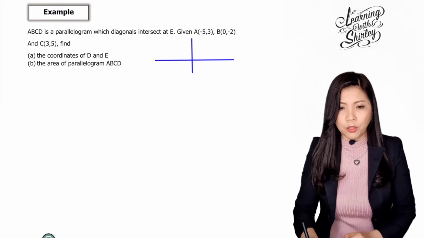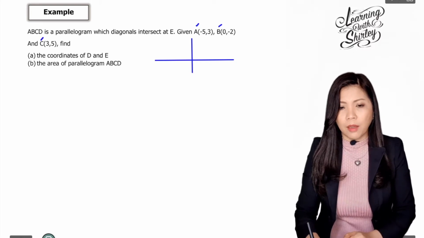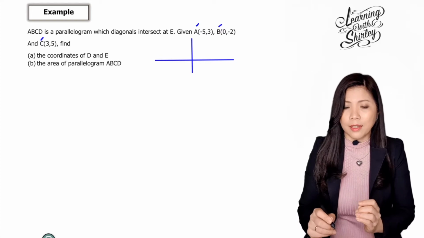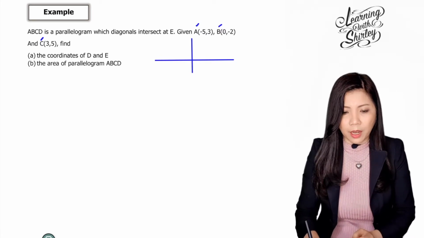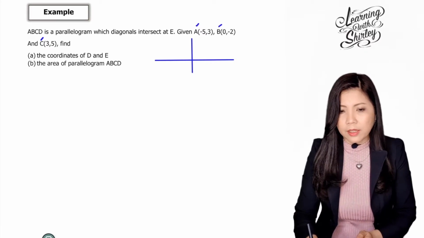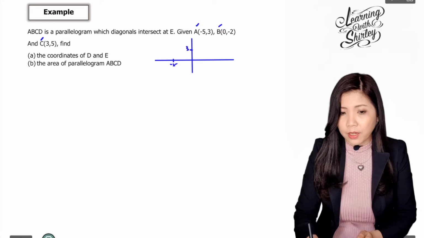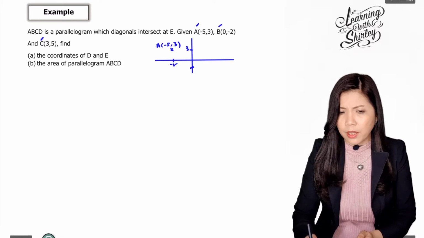First of all, I'm going to look at the coordinates they give us, which are A, B, and C. I try to sketch them out so that I can see the position and the order, so that I can find the area of the parallelogram without making any mistakes. A is (-5, 3), so -5 here, and 3 is around here. Then B is (0, -2), which is around here.